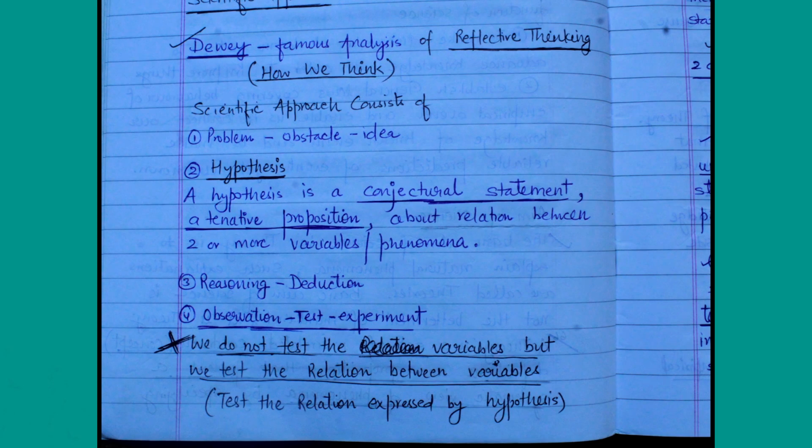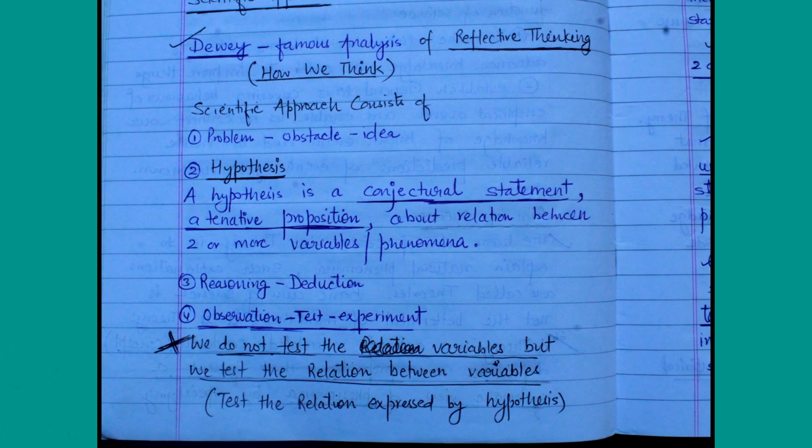So what does the scientific approach consist of? First, a problem. Second, a hypothesis. You will make a hypothesis. How a hypothesis is made, how it is rejected, and how the null hypothesis and alternate hypothesis are framed, we will discuss later on. Here I have just given a definition of hypothesis.